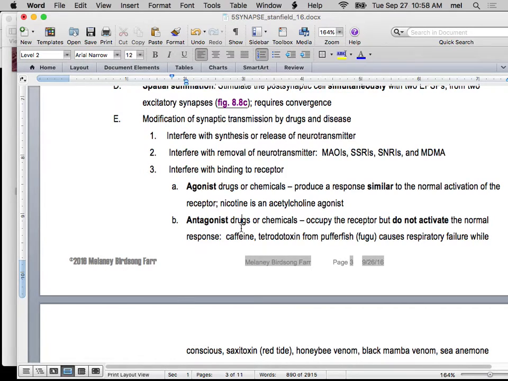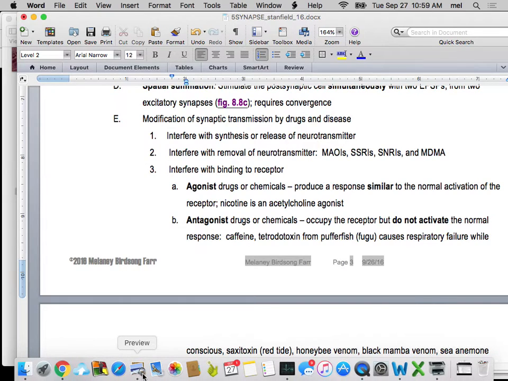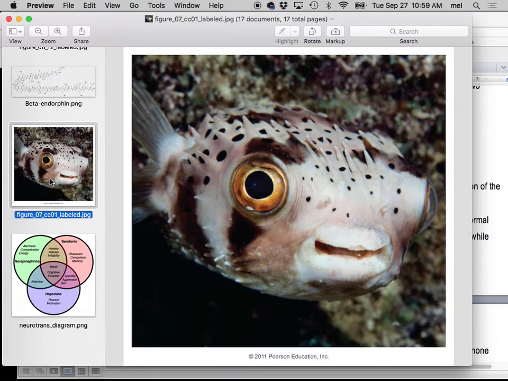And then, does it surprise you at all that quite often poisons and toxins are antagonists? Especially if they're an antagonist with a greater affinity for the receptor than the actual ligand, then they can kill you dead, right? So let's talk about a couple of them. One of them is fugu. I don't know if you guys have heard this, but fugu is a delicacy made from the pufferfish, okay?